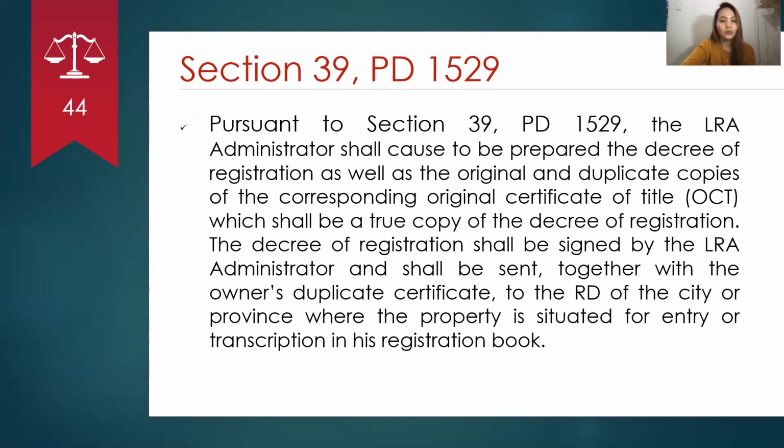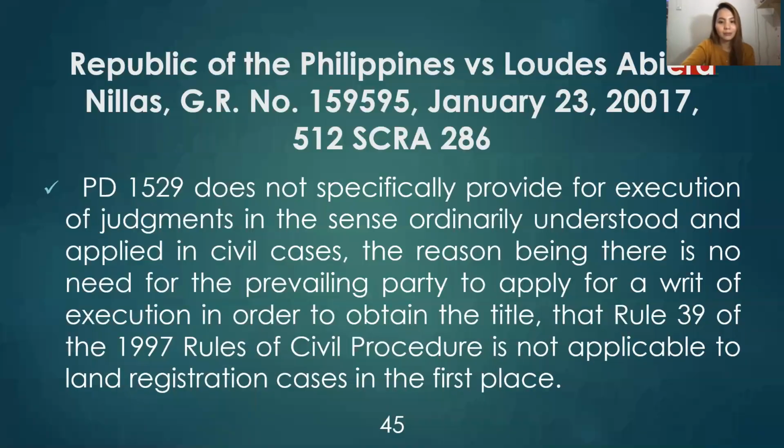Pursuant to Section 39 of PD 1529 or the Property Registration Decree, the LRA Administrator shall cause to be prepared the decree of registration as well as the original and duplicate copies of the corresponding original certificate of title, which shall be a true copy of the decree of registration. The decree of registration shall be signed by the LRA administrator and shall be sent together with the owner's duplicate certificate to the RD of the city or province where the property is situated for entry of transcription in his registration book. Next slide, please.